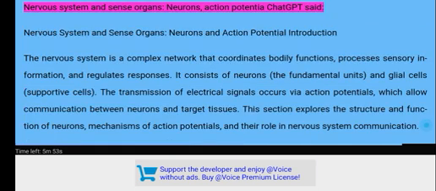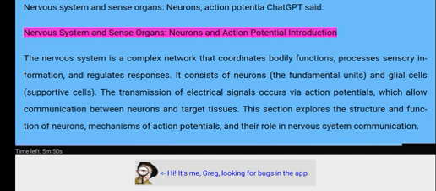You said: Nervous system and sense organs. Neurons. Action potential. ChatGPT said: Nervous system and sense organs.